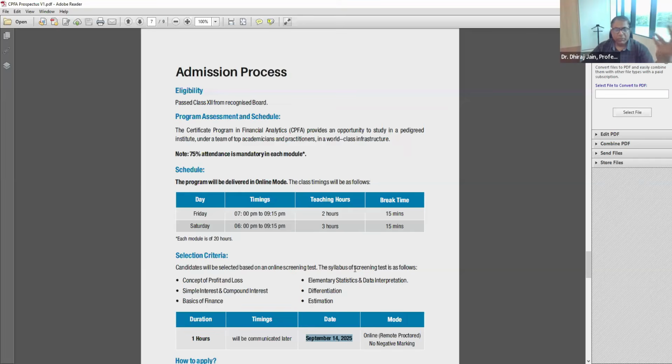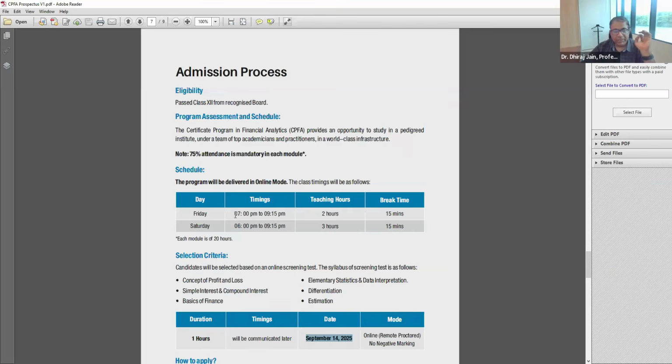On the basis of that, whatever is our approved intake, we will be selecting those students, and you'll be getting an invitation to join or not to join. As far as the program is concerned, 75% attendance is mandatory. The classes will be completely in the online mode, and they will be held only on Friday and Saturday. Please remember, the classes will be held only on Friday and Saturday.